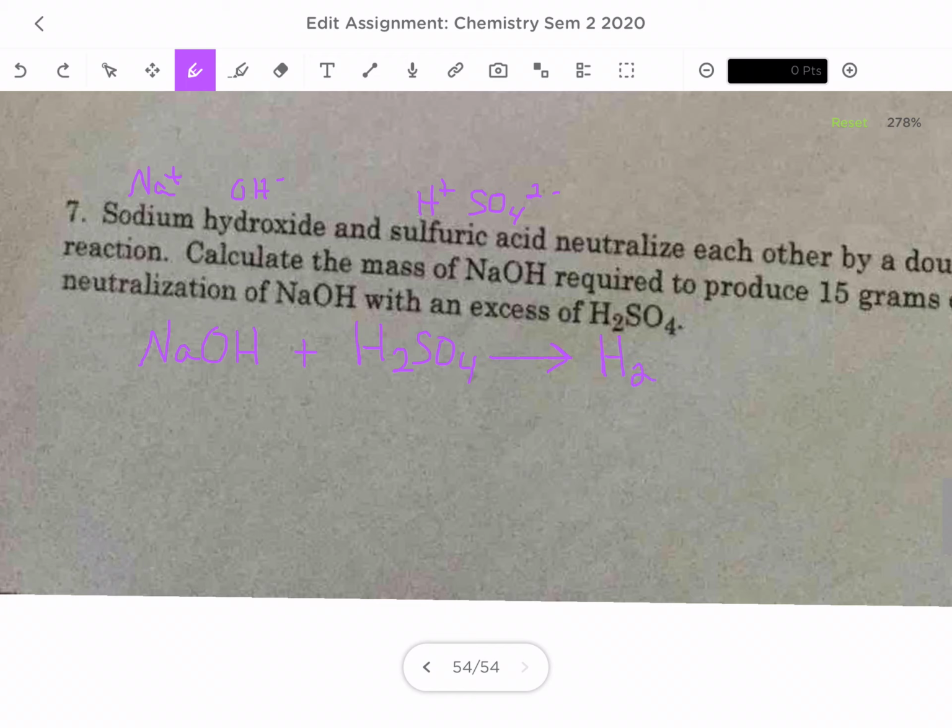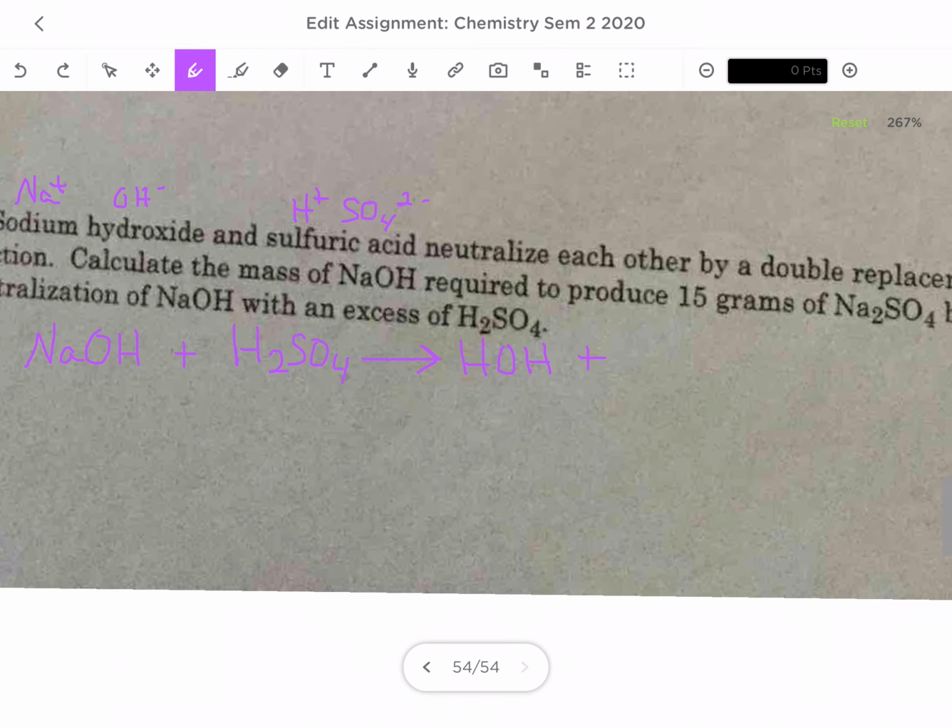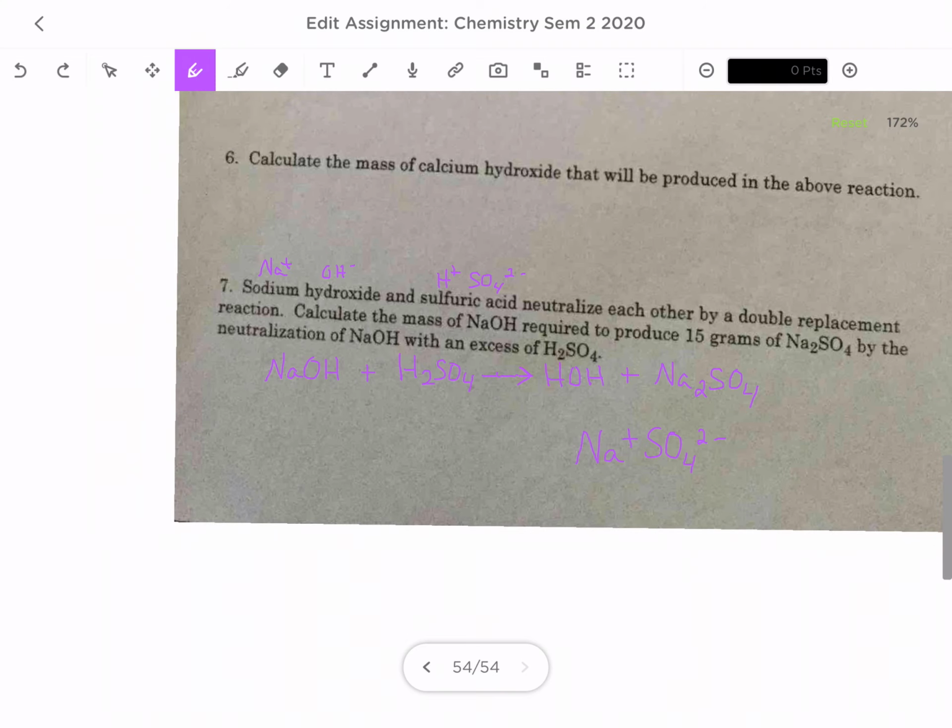I'm going to make that HOH so it's easier for you guys to balance. So we have HOH, and we have Na with sulfate. So we have Na2SO4. Okay, again, that is just a skeleton equation, but you guys need to balance it, and it's actually really easy to balance. And then you can have the right mole ratios.